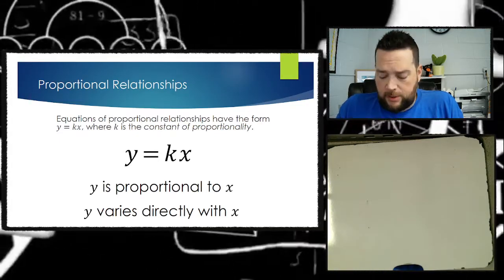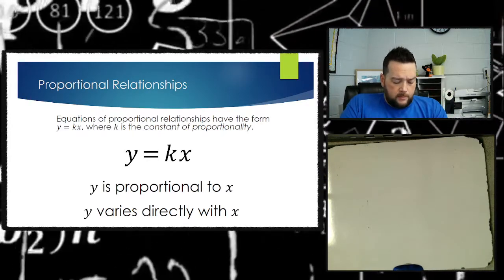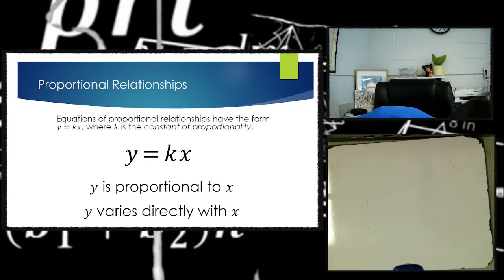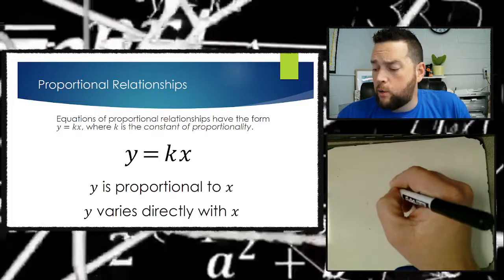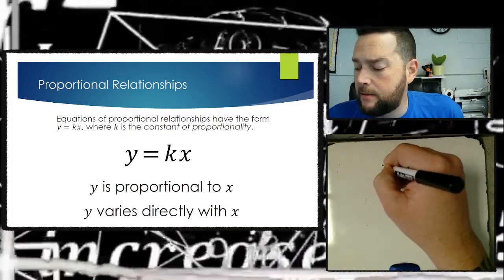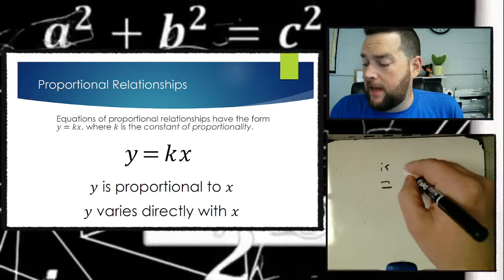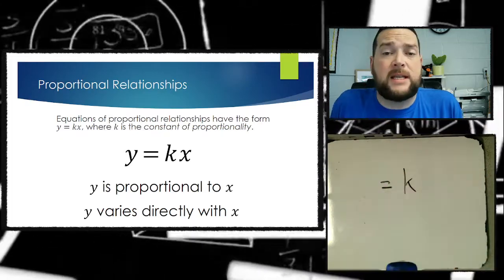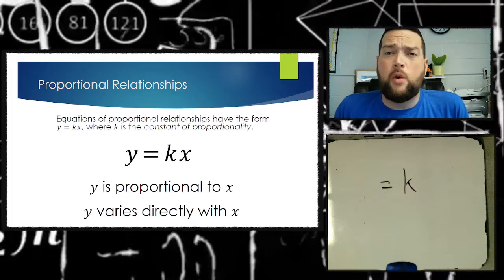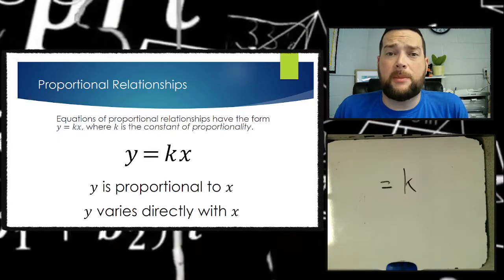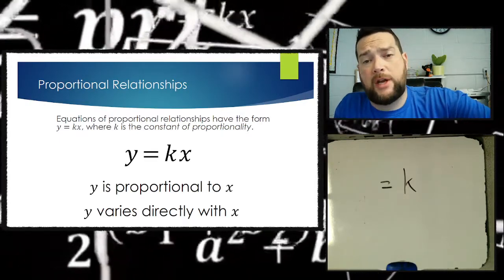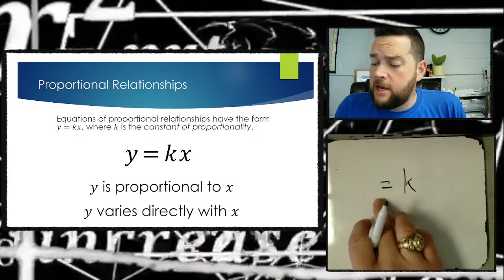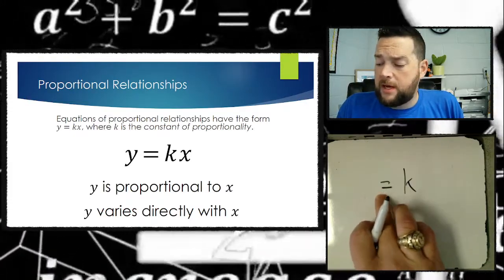The words "is proportional to" can be represented with the equal sign, that's the word "is," all right? And then the K represents the constant of proportionality, which every proportional relationship has. All right, so the words "is proportional to" could be represented with an equals K.